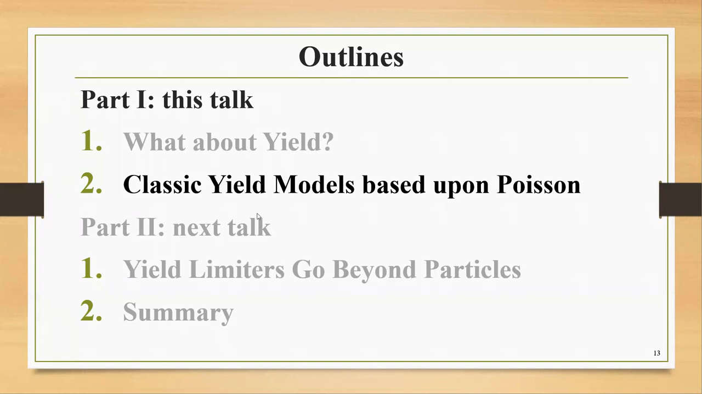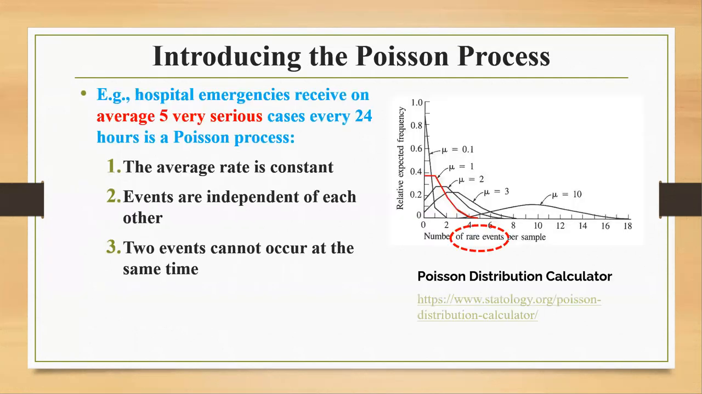Now I'm going to move to the classic yield model based on Poisson, the second part of this talk. What is a Poisson anyway? Poisson is the name of a French guy who invented this distribution by analyzing a lot of interesting events. I'll give you a real-life example like this.